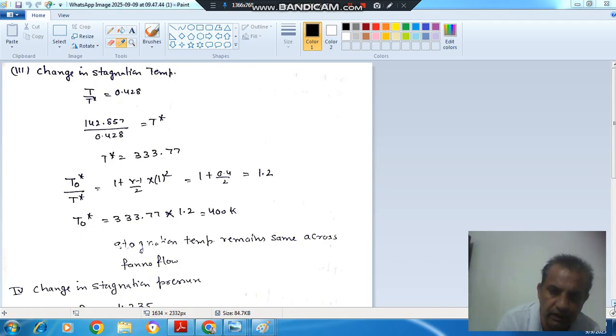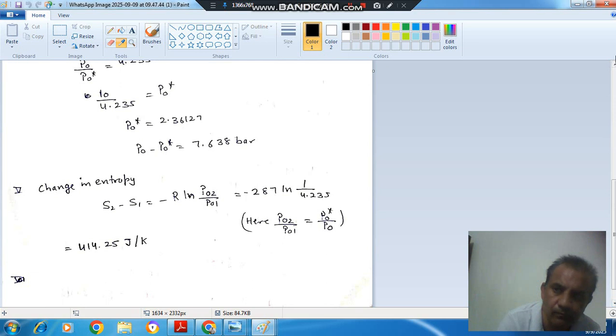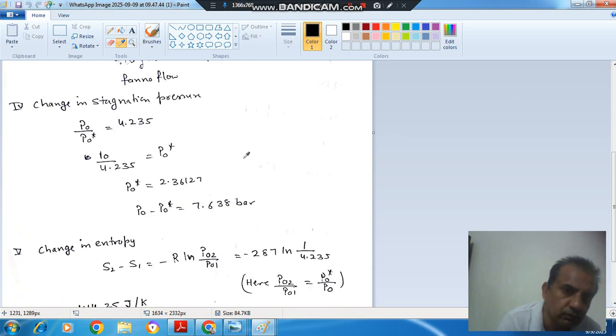Next is the change in stagnation pressure. From the Fanno table we have P naught by P star equal to 4.235. P naught is known, that is 10, so P naught star can be found. P naught star is 2.3612527. So the change in stagnation pressure is P naught minus P naught star, that is 7.638 bar.